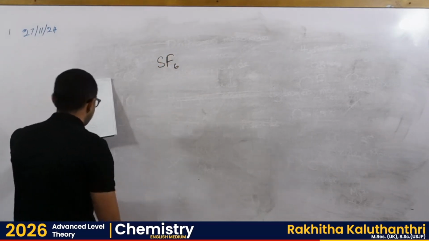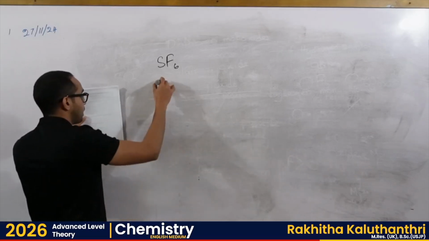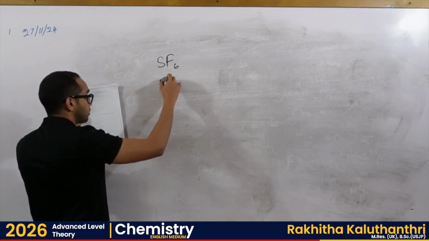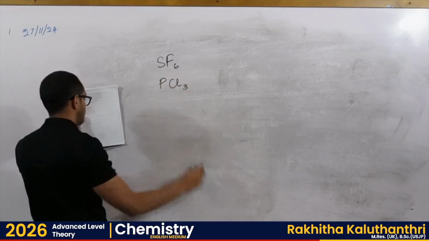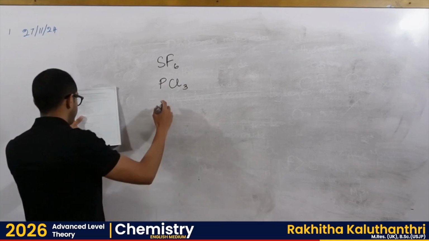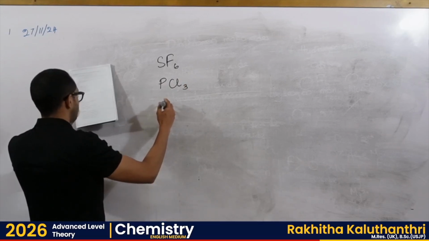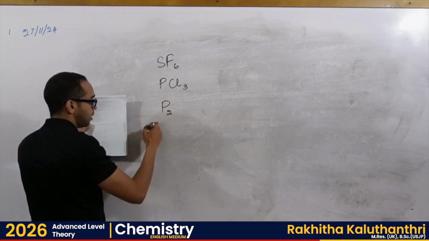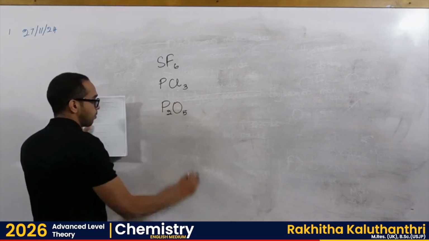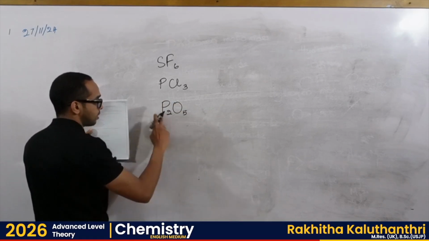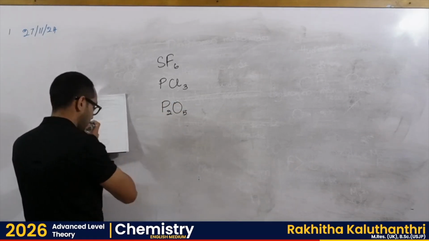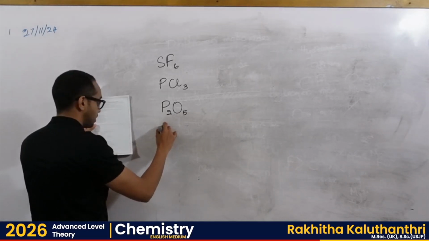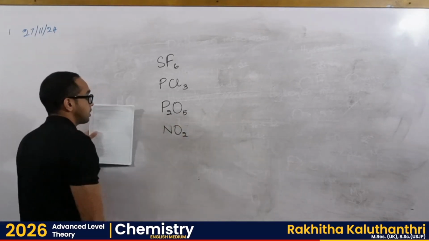Then phosphorus trichloride. We have phosphorus and then trichloride means Cl3, so PCl3. Then the formula for diphosphorus pentoxide. 2 phosphorus should be there, and the oxygen number is 5 because it's a pentoxide, so P2O5 is correct. Then nitrogen dioxide, a simple one. Nitrogen dioxide is NO2. These are simple.